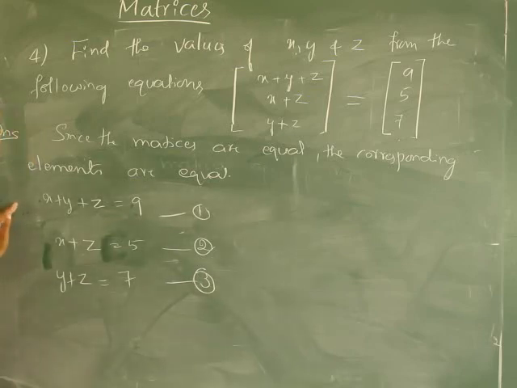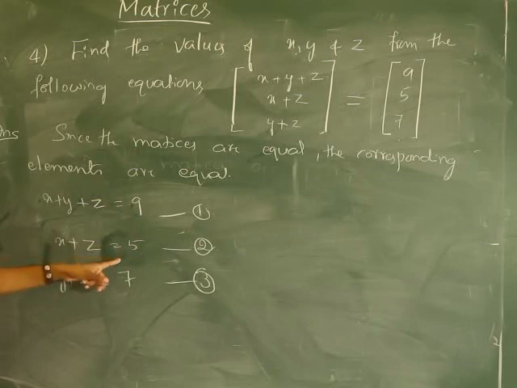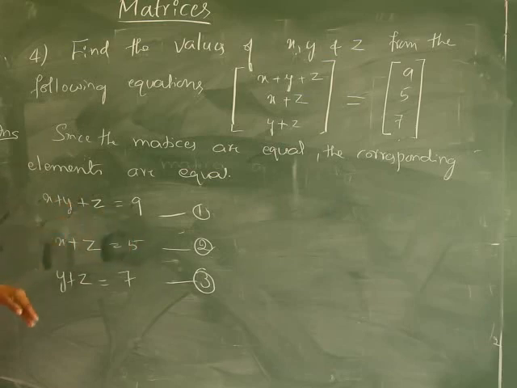You can see equation 1 and 2. Equation 1 is x plus y plus z is 9 and equation 2 is x plus z is 5. If I subtract equation 2 from equation 1, x and z can be cancelled, so directly we get the value of y. Similarly, if I subtract equation 3 from equation 1, y plus z can be cancelled, so we get the value of x. If I know x and y values, we can calculate the value of z also.